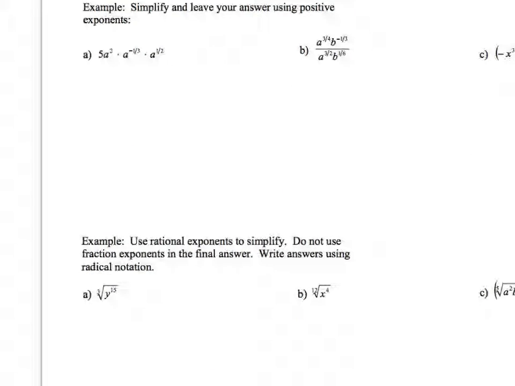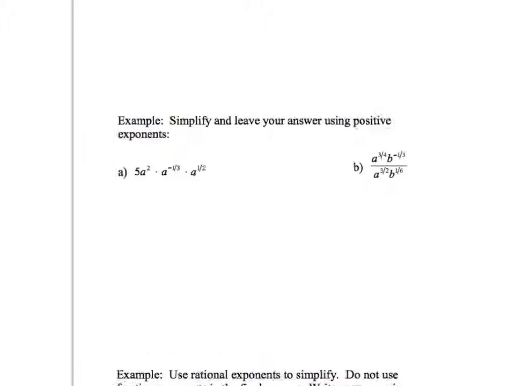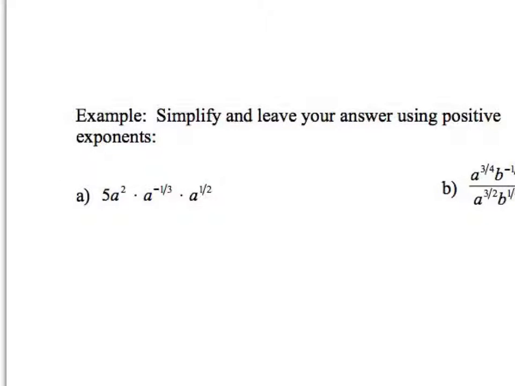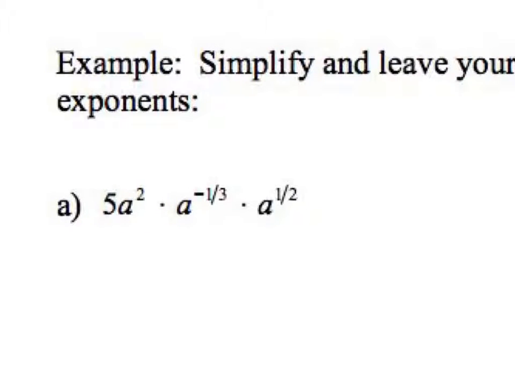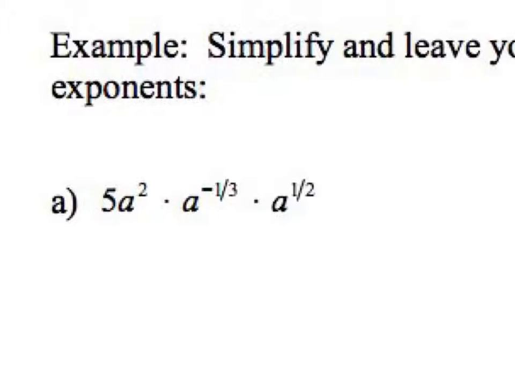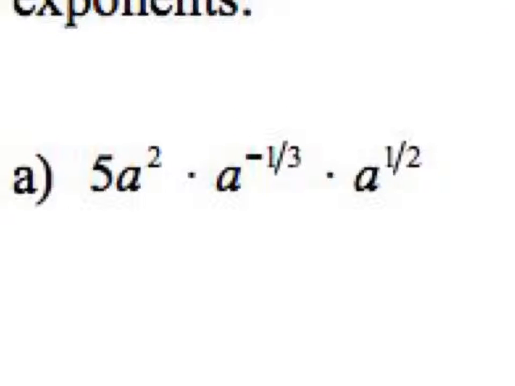Let's take a look at these. It says simplify, leave your answer using positive exponents. So what I have here is 5 times a squared times a to the negative 1/3 times a to the 1/2. Really what I want to do here is just operate with these fractions, because I can't turn these into radicals and then operate with them. I can operate with rational exponents, but I can't do those with radicals.